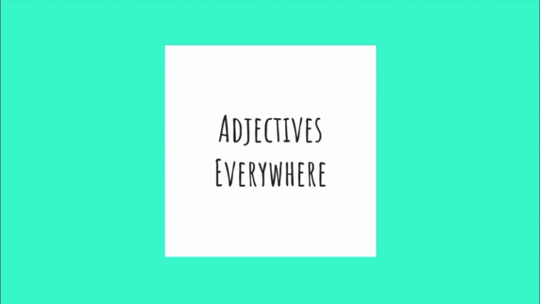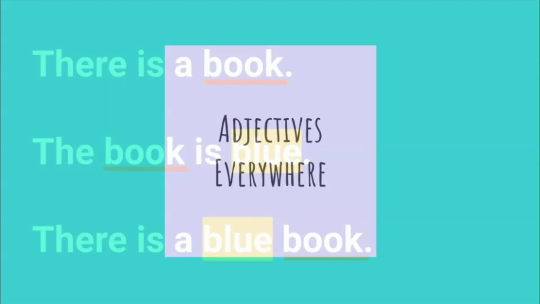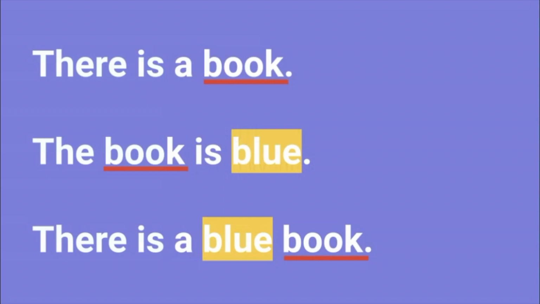Adjectives everywhere. There is a book. The book is blue. There is a blue book. There is a book blue. No. There is a blue book.